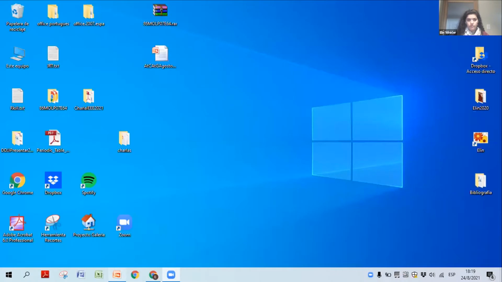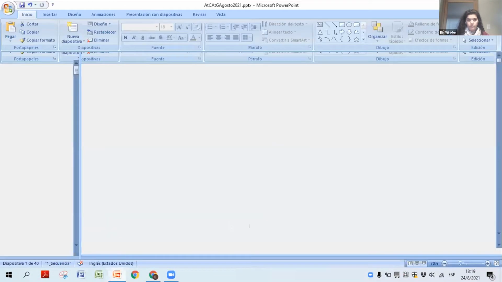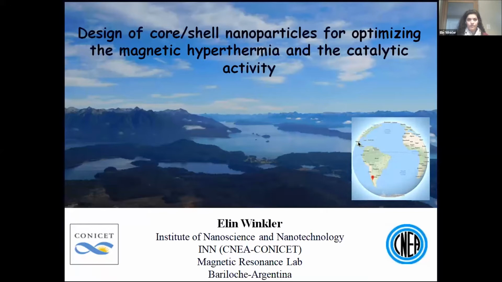So Elin got her PhD in physics from Balseiro Institute at the Cuyo National University. She has been a researcher at the National Council for Scientific and Technical Research and also at the National Atomic Energy Commission. And she's also a professor at Balseiro Institute at the Cuyo National University. And today she will be talking about the design of core-shell nanoparticles for optimizing the magnetic hyperthermia and the catalytic activity.